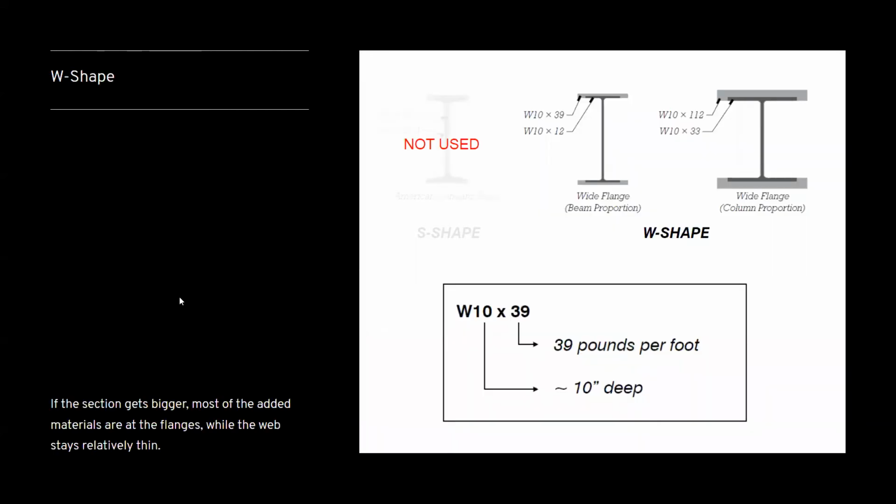Now let's have a more comprehensive look at the W shape. It is also considered the wide flange shape beam, with the identification of W10x39. The first part means the amount of inches in depth, which is 10 inches deep. The second number is the amount of pounds per foot that it can support, so it's 39 pounds. If the section of the shape gets bigger, most of the weight is added onto the material of the flanges, so the web stays relatively thin.